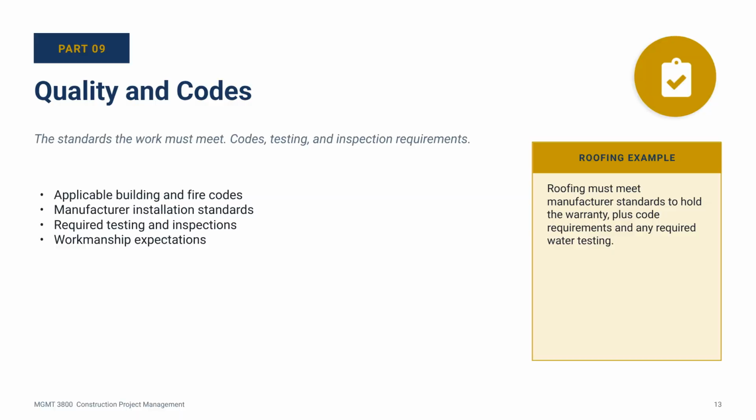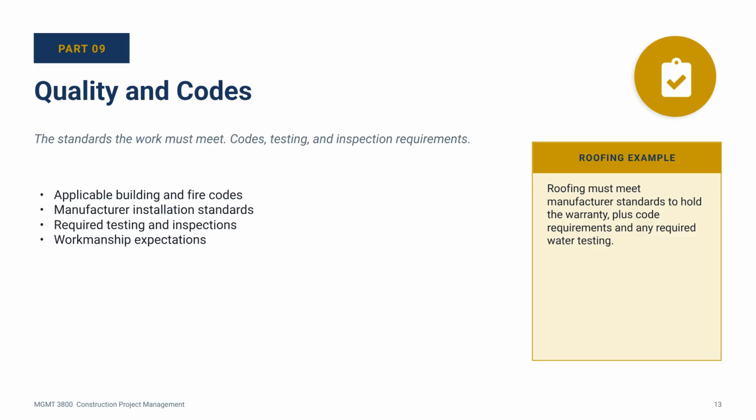Part 9. Quality and codes. This is where the scope addresses the standards the work must meet: building codes that apply to this trade, fire codes, manufacturer installation requirements, required testing, required inspections, workmanship expectations. Manufacturer requirements are huge in roofing because the warranty depends on it.